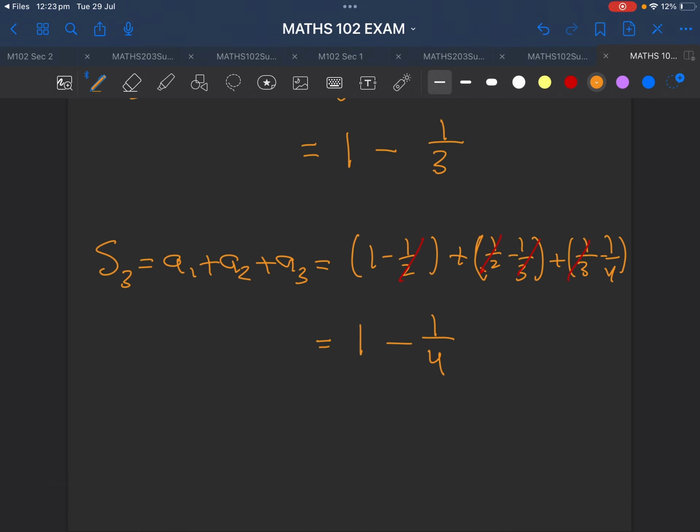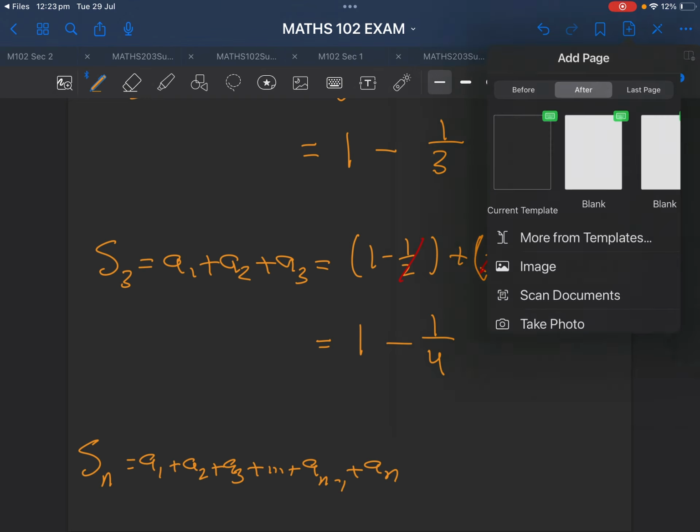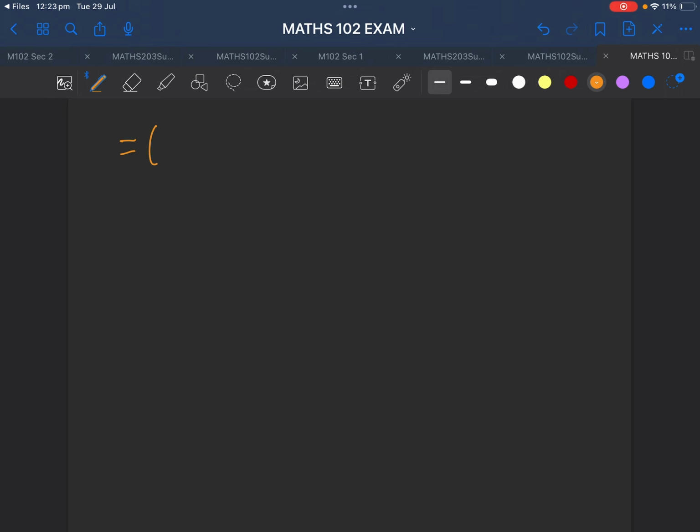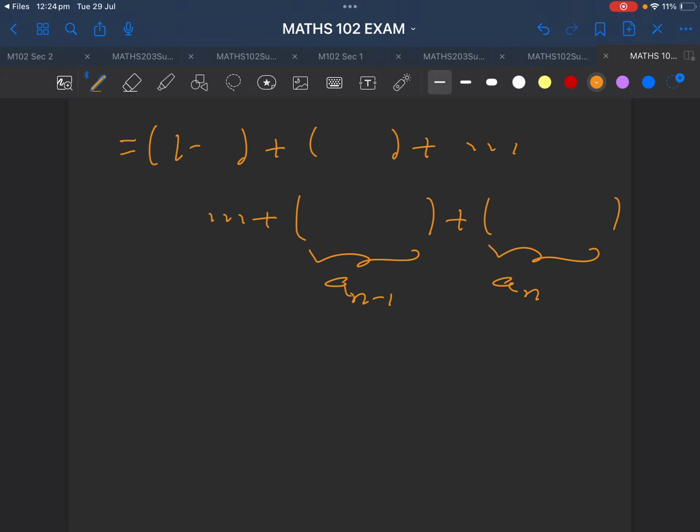So what do you think S_n will be? Well, we have to write S_n here. It will be a_1 plus a_2 plus a_3 plus ... plus a_(n-1) plus a_n. I don't have space here. I'll go to the next page and I will write it down. This is a_1. This is a_2. Here you have to write for me a_(n-1). And here you have to write for me a_n. a_1 was 1 minus half, a_2 was half minus 1 over 3. a_n was 1 over n minus 1 over n plus 1.